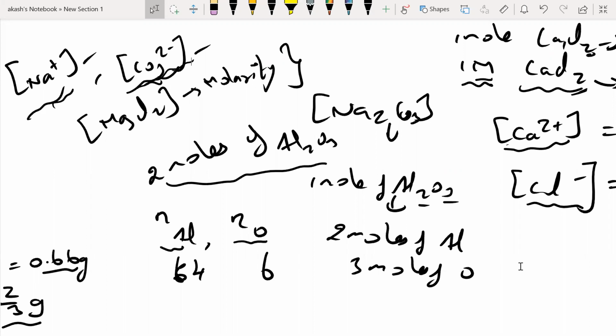Sir, is the molarity of Na plus 8? Na plus how much? 8. No, I don't have any options like that. Sir, I'm getting 10 to the power minus 3. 10 to the power minus 3? Yes, sir. No, no, no.